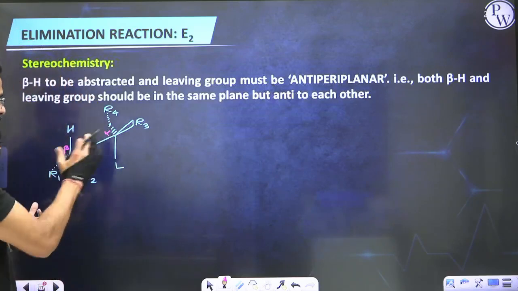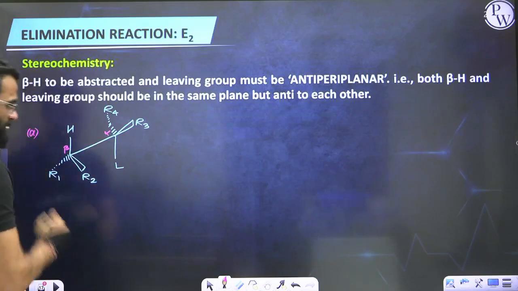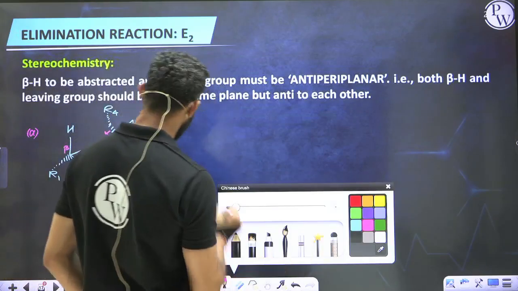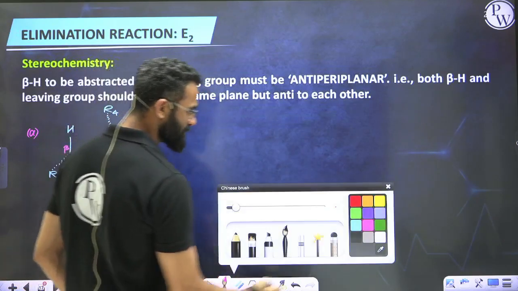This is one way in a Sawhorse projection. Suppose we have to represent that in a Newman projection. So how do we represent it in Newman? Let me show you.